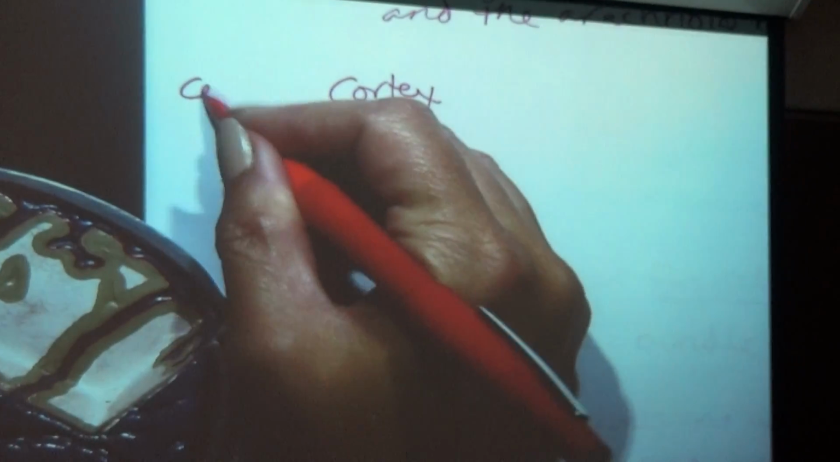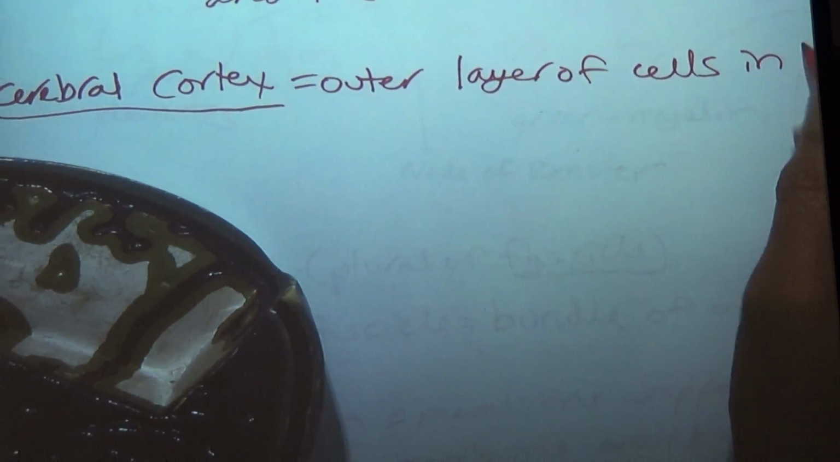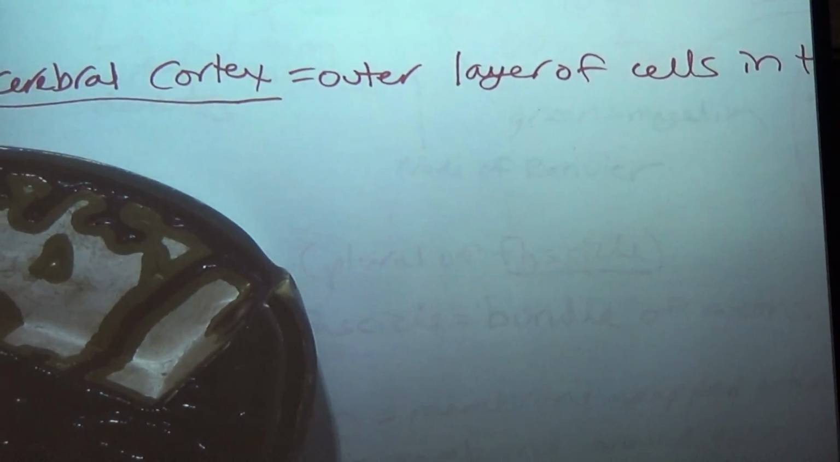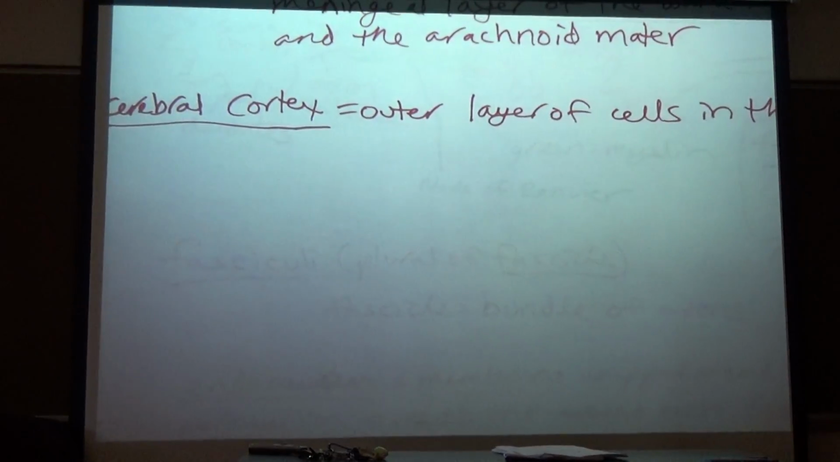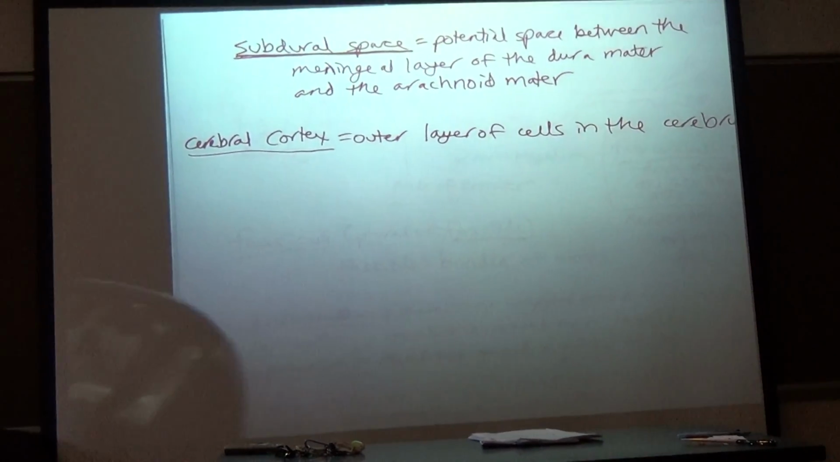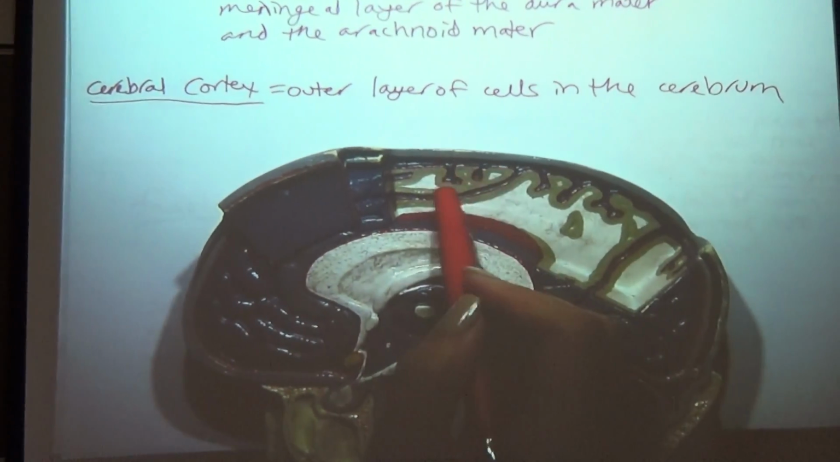So cerebral cortex is the outer layer of cells in the cerebrum. And that would be right under the pia mater.